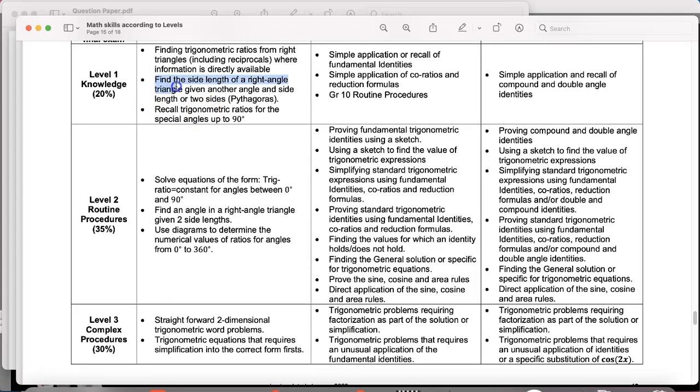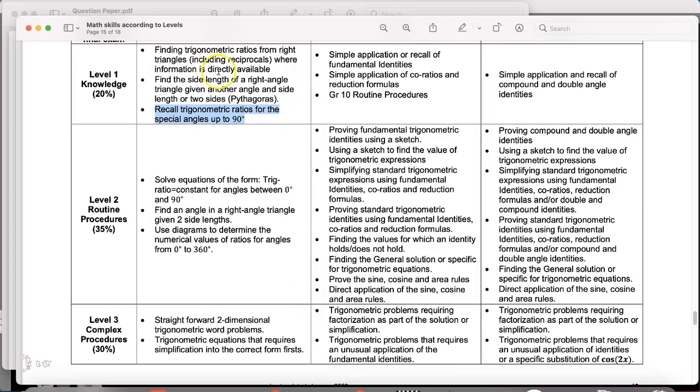The next ability we should be able to do is to find the side length of a right angle triangle given two other sides. That's just literally using Pythagoras. And then recall the trigonometric ratios for special angles up to 90 degrees. So that component is important.